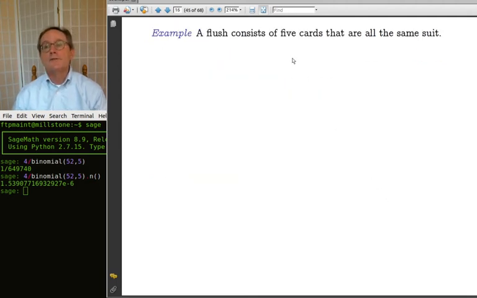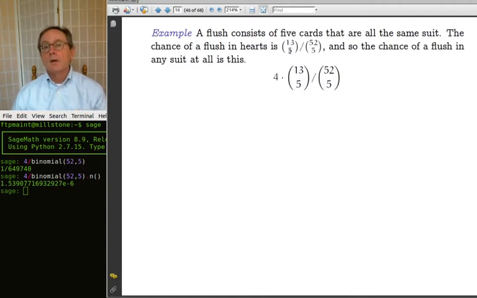A flush consists of 5 cards that are all the same suit. We saw that with a royal straight flush, but in this case, it consists of 5 cards that are not necessarily the top 5 cards, all the same suit. So for the chance of a flush in hearts, you have 13 hearts and you're going to pick 5 of them. So the number of hands of interest goes in the top of the fraction, and the total number of hands goes in the bottom. So 13 choose 5 divided by 52 choose 5 is the chance of a flush in hearts. And of course there are 4 suits, so 4 suits times the chance of a flush in any one suit gives you the answer.